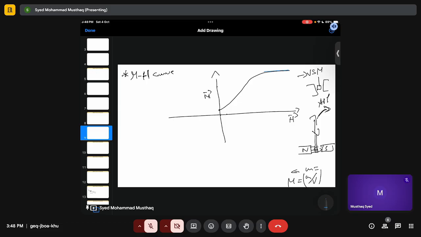It will follow this path, but it will not follow the initial path. Why? Because now the magnetic moments will start getting randomly arranged, and when H is again 0, they will reach some value, and that is not Ms, that is Mr, or remanence. The remaining magnetic moment that remains in your material.